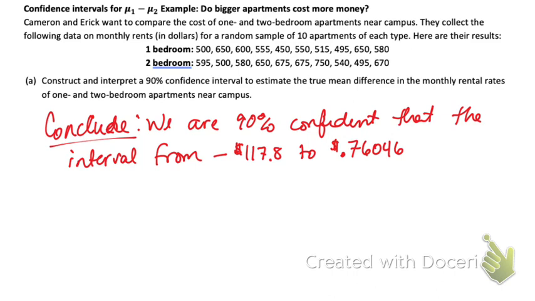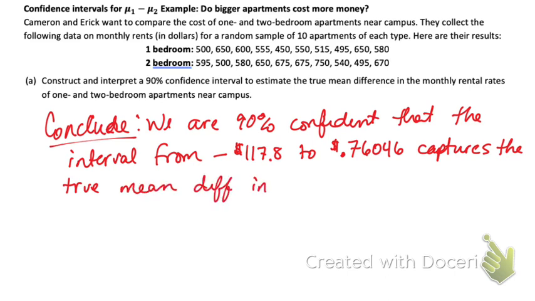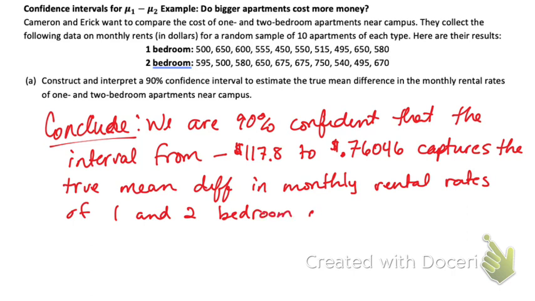76046. What does it do? This interval captures the true mean difference in monthly rental rates of 1 and 2 bedroom apartments near campus. Oh, could that be any longer of a sentence? Okay, all right, you guys, so we're 90% confident that the difference in the mean apartment rental rates between 1 and 2 bedroom apartments is somewhere between negative $117 and basically a dollar. Okay? So there's somewhere between that difference.